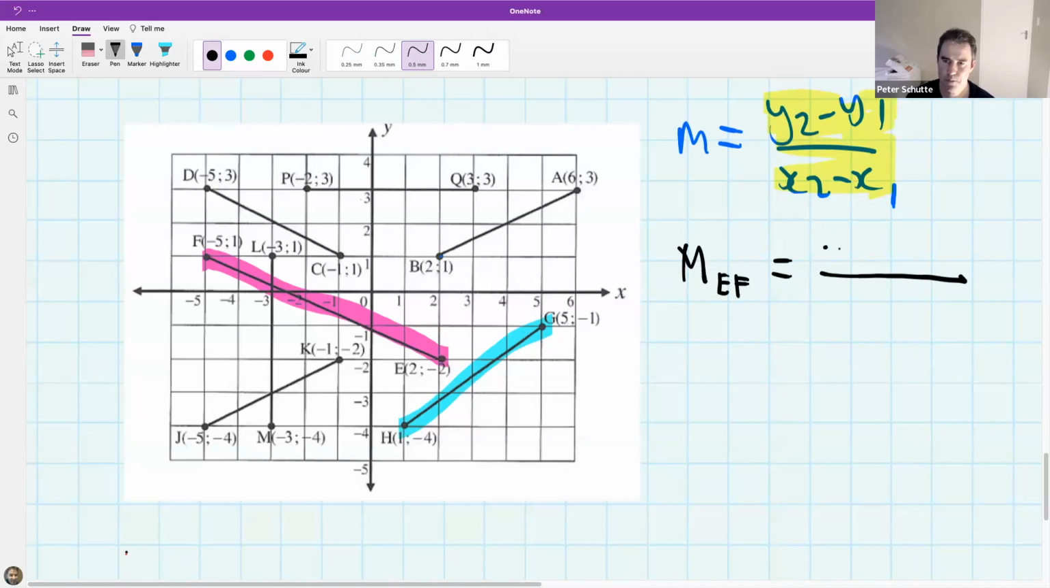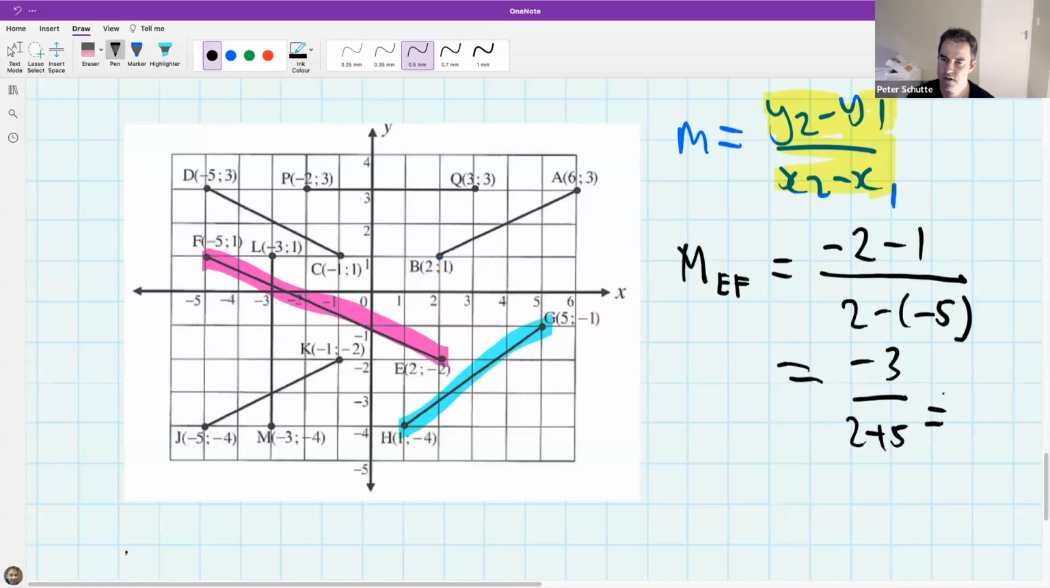So on the top, I have -2 minus -1. And on the bottom, I have 2 minus -5, which is -3/2+5, which is -3/7. So I get -3/7 for the pink one as the gradient. What do you get for the blue one?